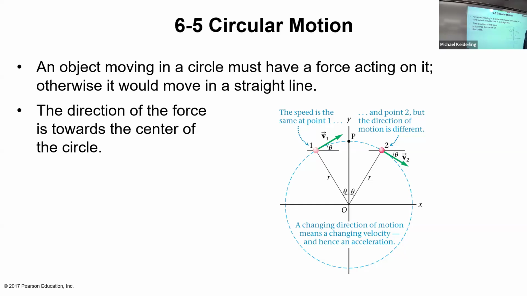So if an object is moving in a circle, there must be a force acting on it, otherwise it would move in a straight line, and the direction of the force is towards the center of the circle. If you want to work out the formula from first principles, you can. If you have something with constant velocity traveling in a circle, you can work out its acceleration by taking the derivative. If you want, I can write that out, but it's not something you need to know how to do for this class.